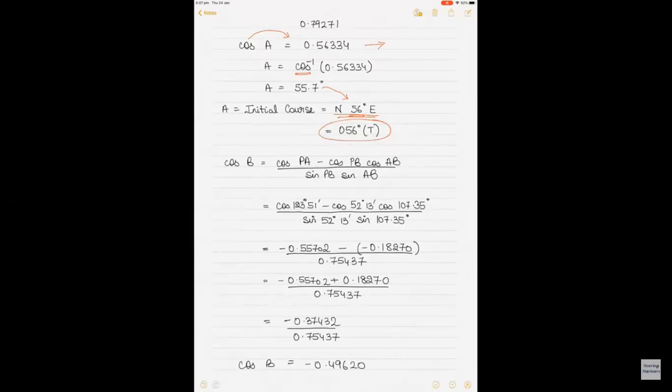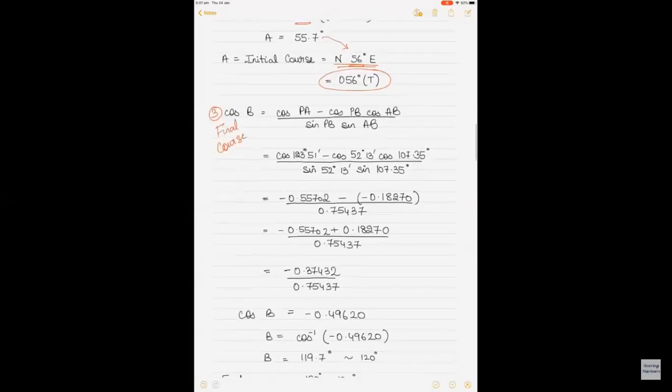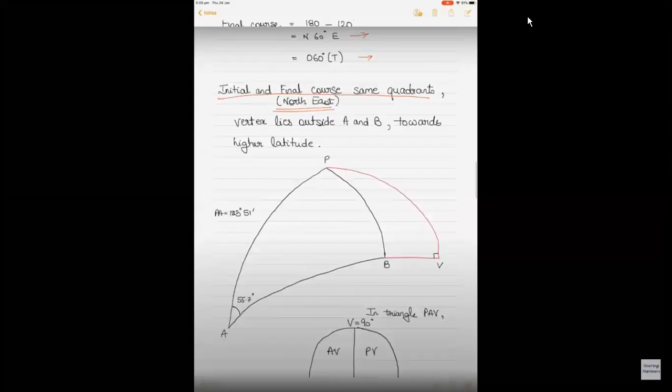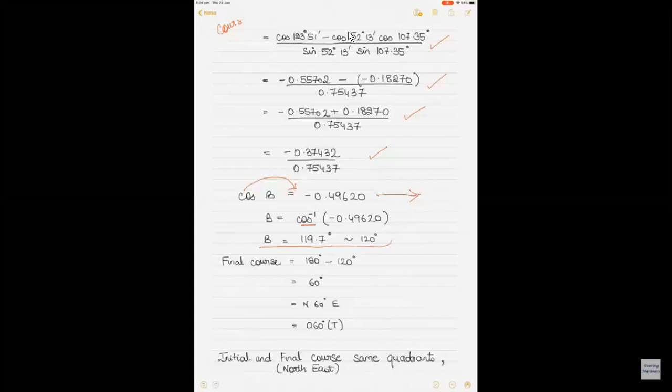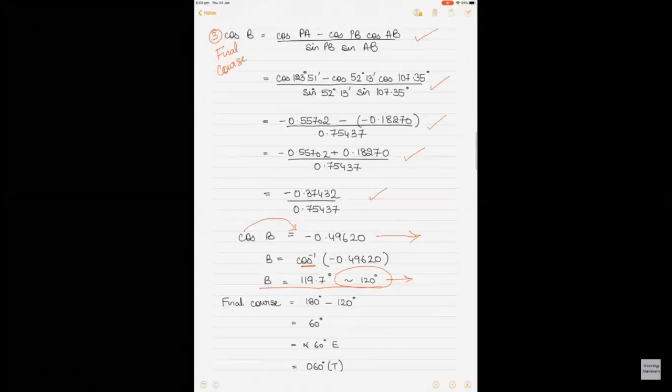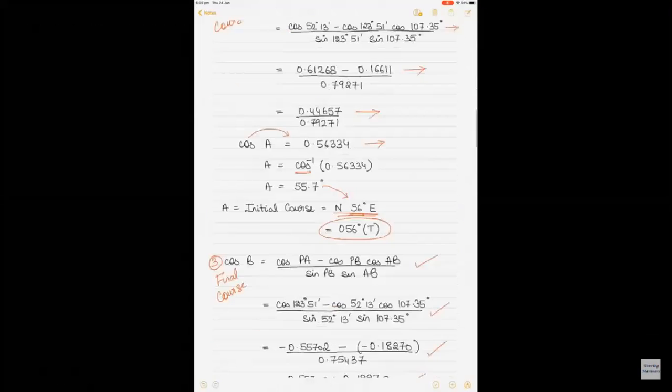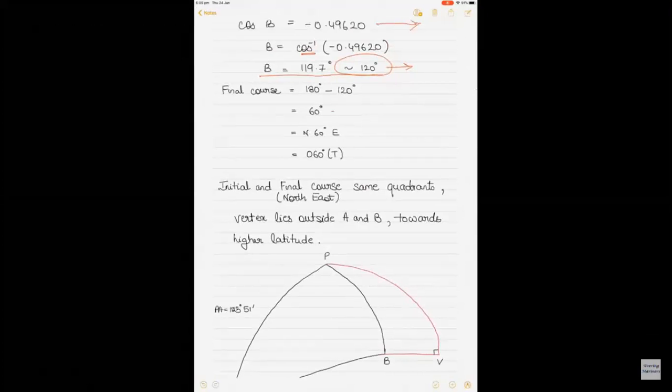Then we will find the final course, that is cos B. So again, putting in the cosine formula, cos of opposite side minus cos of adjacent sides upon sine of adjacent sides. We put in the values and we get B as 109.7 degrees and we round off. So we get 120 degrees. Now we need to find the quadrant. From the diagram, we will find out that we need to subtract from 180 because we got this angle B, that is 120, and we need to find the outer angle, that will be our course. So we subtract from 180 and that will be our final course, that is 060 degrees. So north 060 degrees, so 060 degrees true is our final course.